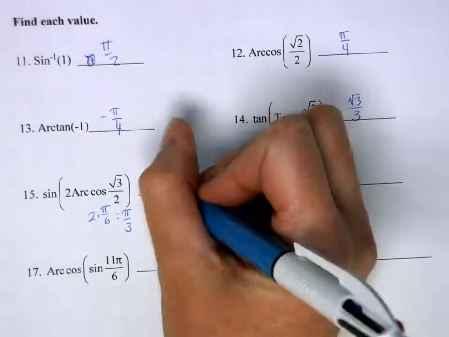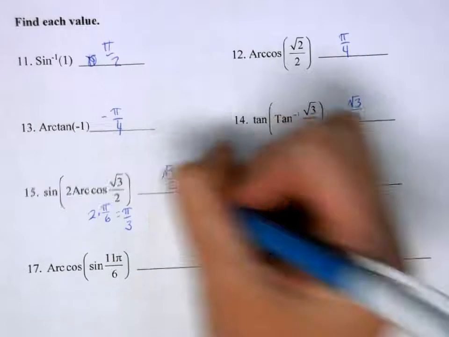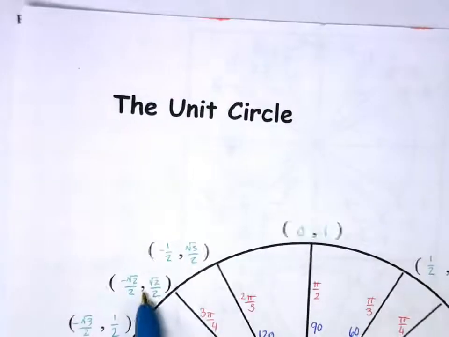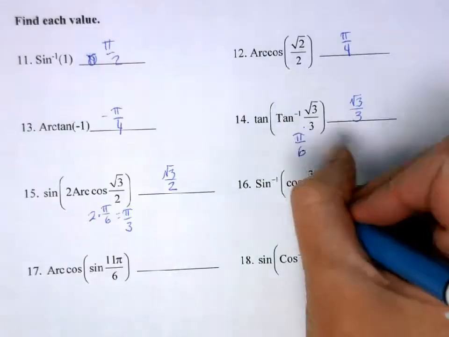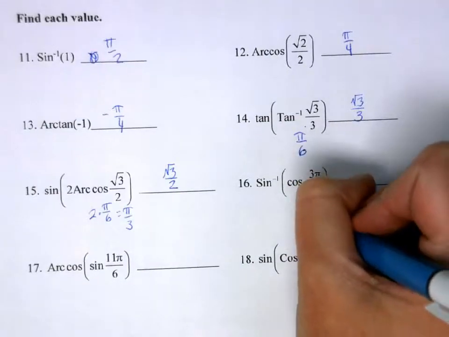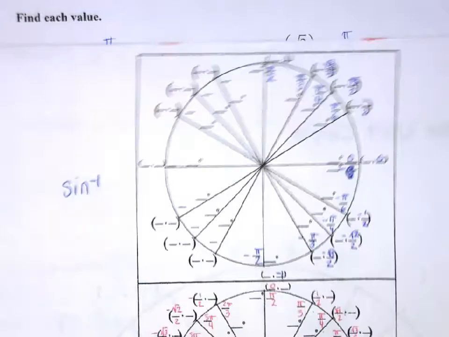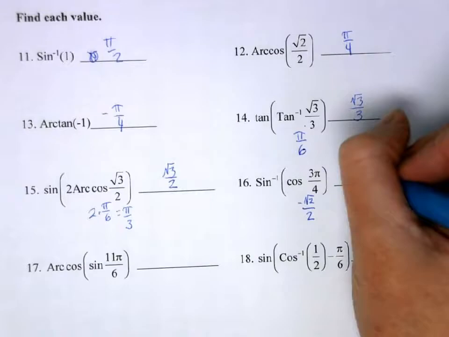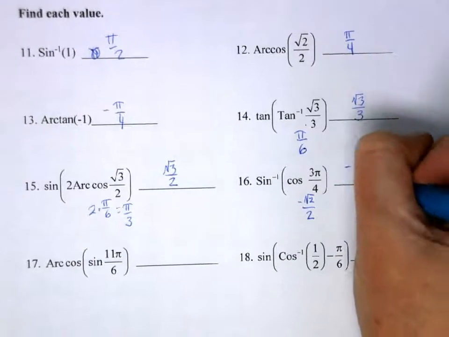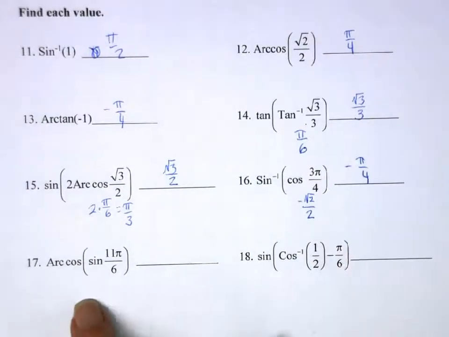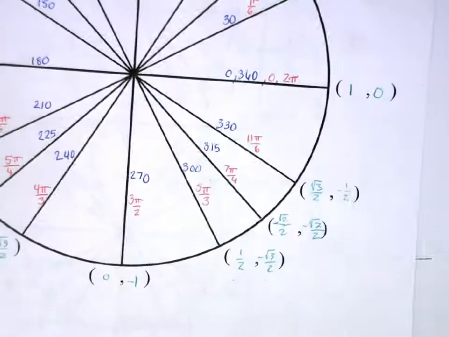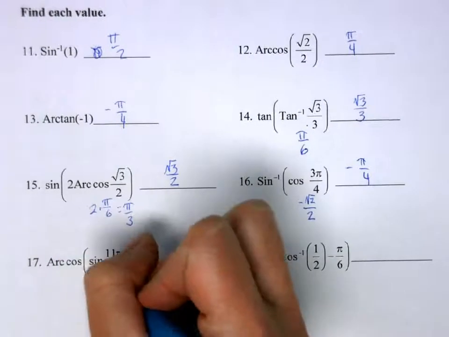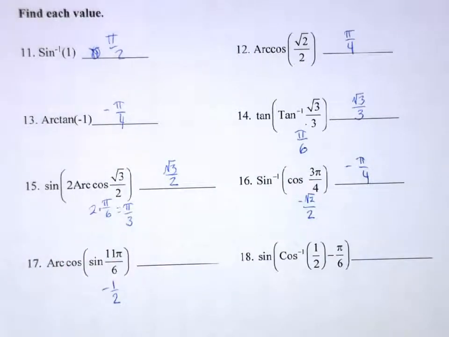Okay, this one, cosine of 3 pi over 4 is negative root 2 over 2. The sine inverse of negative root 2 over 2 is going to be negative pi over 4. Okay, sine of 11 pi over 6 is negative 1/2. Our cosine inverse of negative 1/2 is 2 pi over 3.